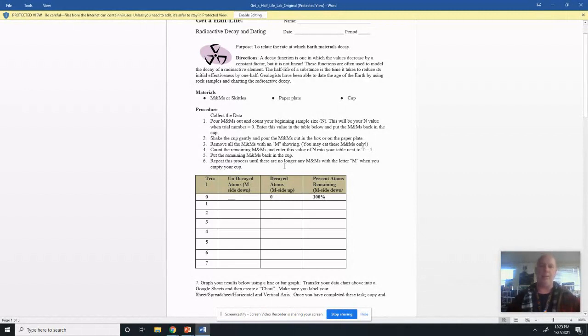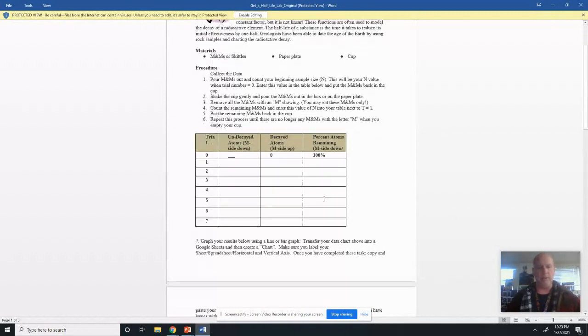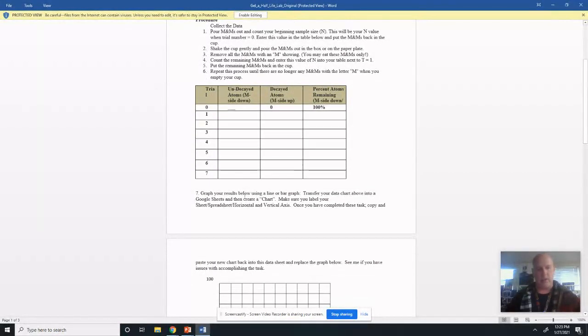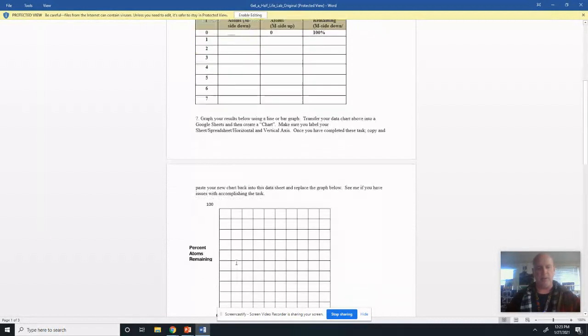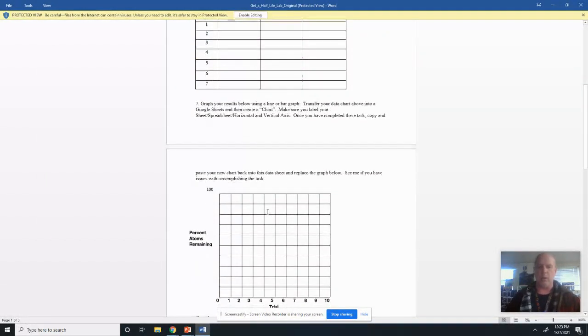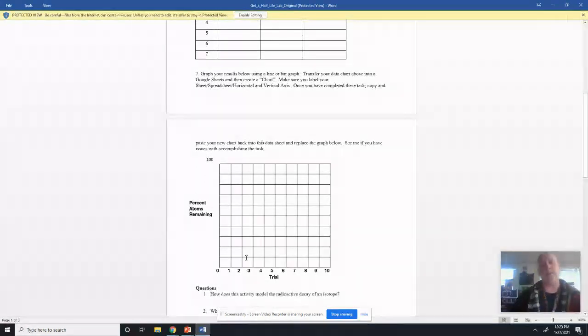And then I will teach you how to get the percent remaining. We'll have to do some math, but I'll show you that in a different video, not on this one. Next week we're going to graph it. We can graph it on this, but if you choose not to use the Google Sheet that I show you how to use, that's your choice.